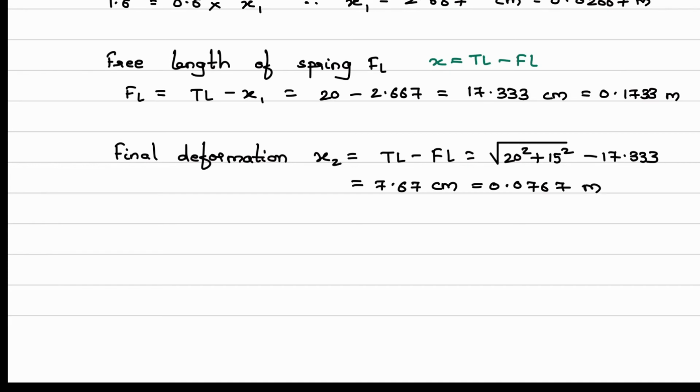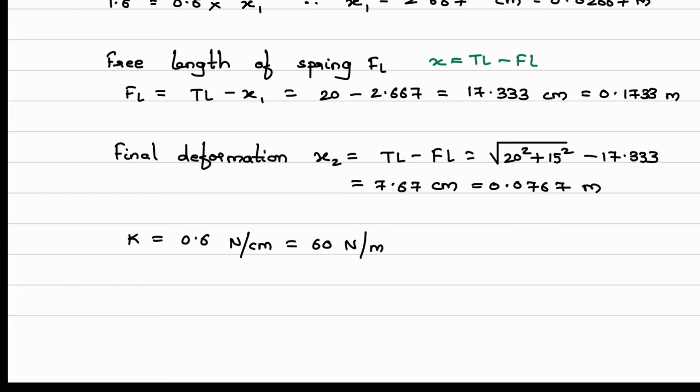Now the K value is given in the question, 0.6 Newton per centimeter. I will convert this into Newton per meter: 60 Newton per meter, multiplying by 100. Why? Because centimeter is in the denominator. To convert centimeter into meter you have to divide by 100. Since it is in the denominator, dividing by 100 again takes it into the numerator. So 0.6 into 100, we get 60 Newton per meter.